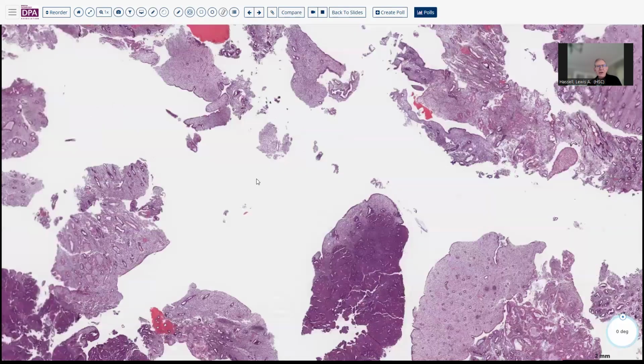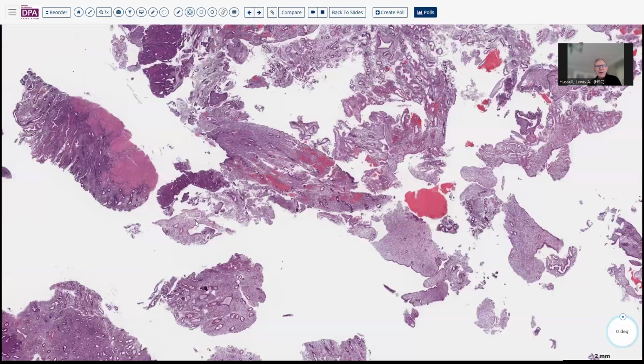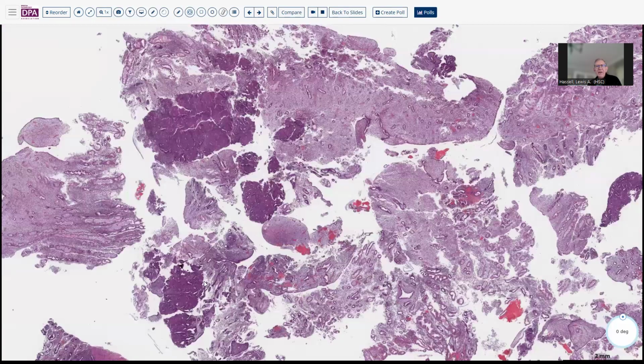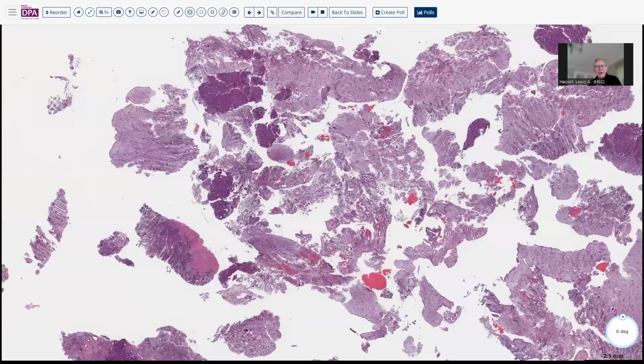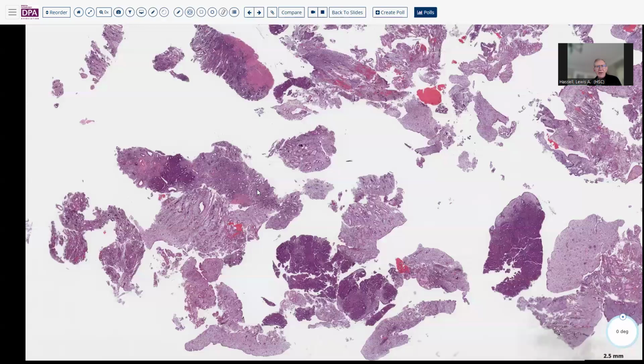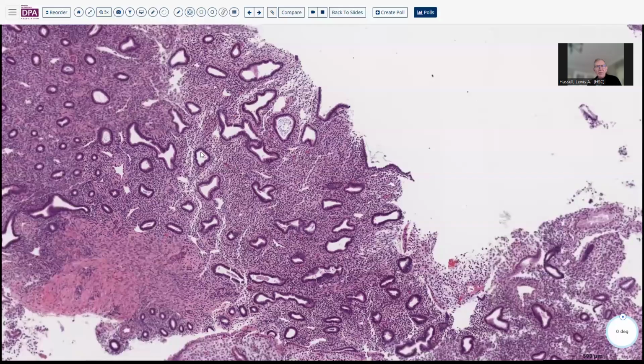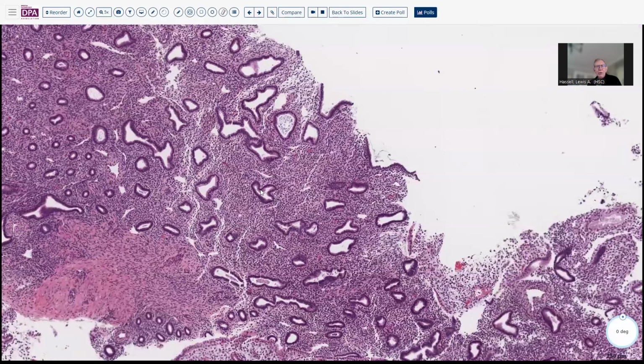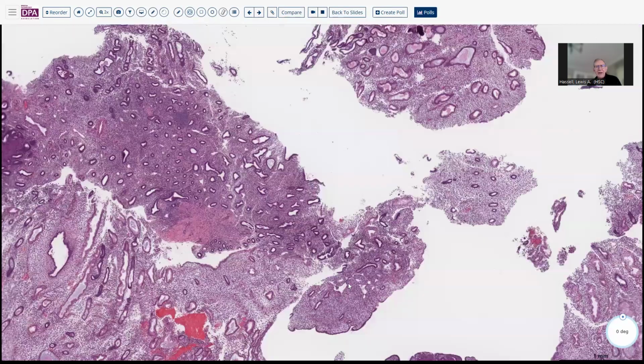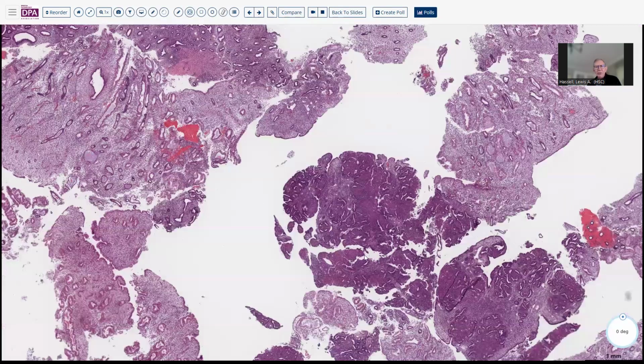So, although this is not a great example, and we had difficulty finding good examples of such, it at least gives you an idea of some of the vagaries that can be encountered in these kinds of settings. So sometimes endometrial basalis may be confused as well with hyperplasia, and that's a valuable pitfall to avoid.